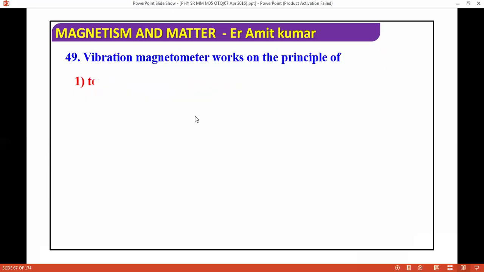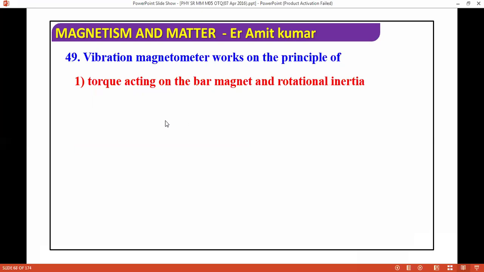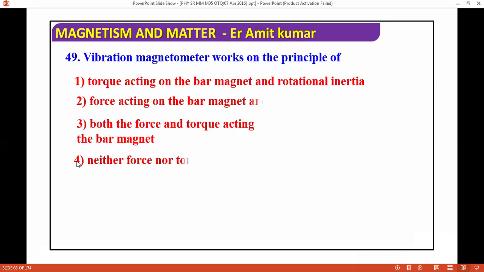Next question: the vibration magnetometer works on the principle of torque acting on the bar magnet and rotational inertia, or force acting on the bar magnet and rotational inertia, or both force and torque, or neither force nor torque. The correct answer is that the vibration magnetometer works on the principle of torque acting on the bar magnet and rotational inertia.